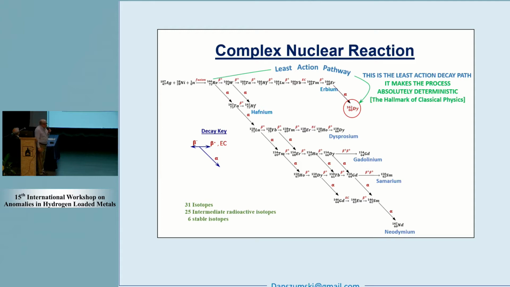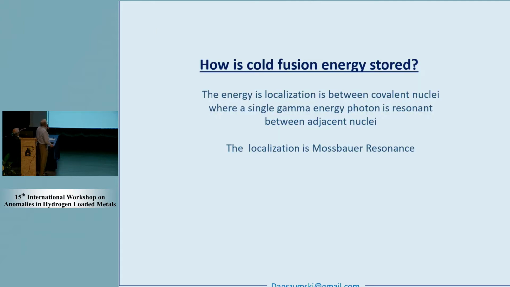The only elements of this that are operative are the initial and the final states. None of the intermediate states exist. This is 19th century physics, but it is the fundamentals of the physics that we all know. So it's the least action path. It determines the process in an absolutely deterministic way. In other words, at every decay, there is only one step. And this is the hallmark, really, of classical physics, absolute determinism.